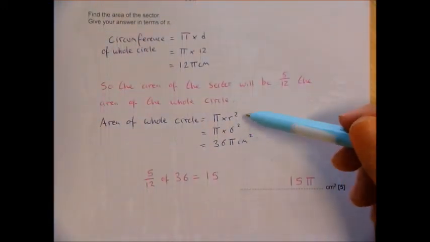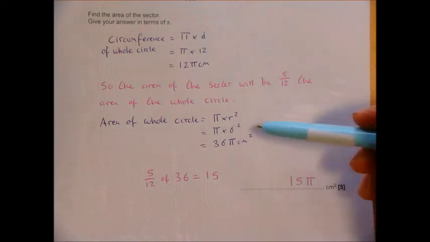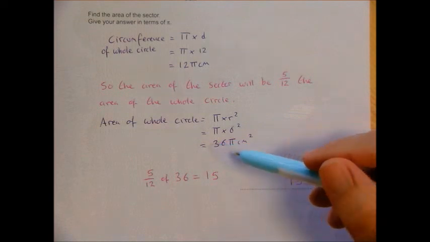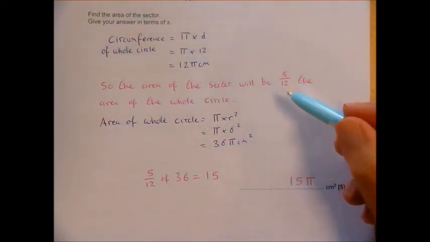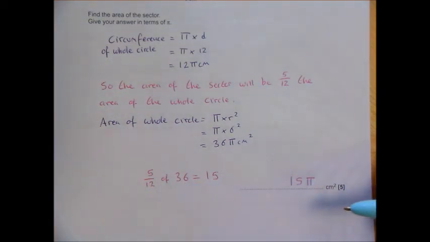So the area of the whole circle is pi times the radius squared. Pi times 6 squared, because that's the radius, is 36 pi. So we want 5/12 of 36 pi. Well, 5/12 of 36 is 15, so the answer is 15 pi centimetres squared.